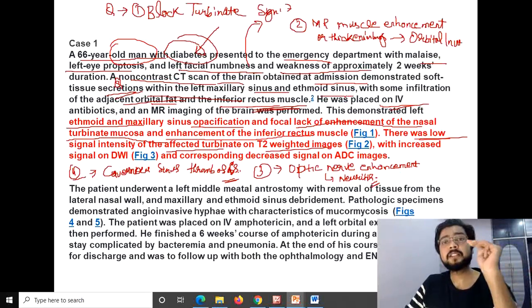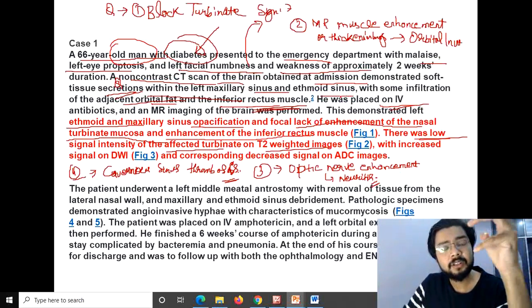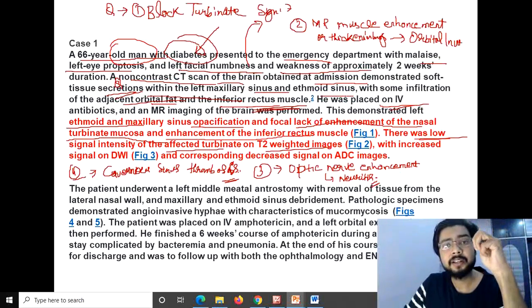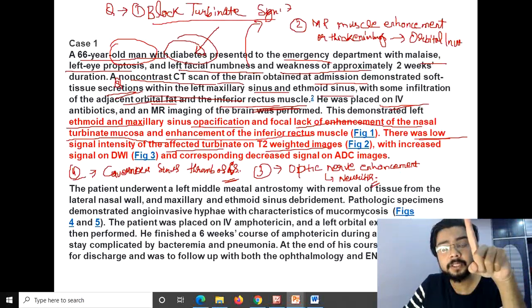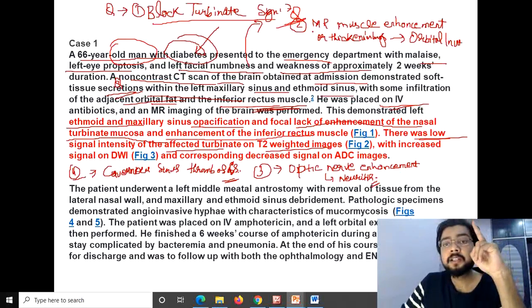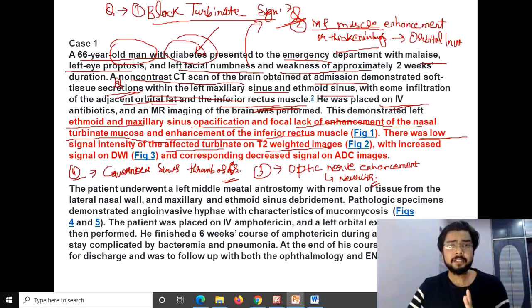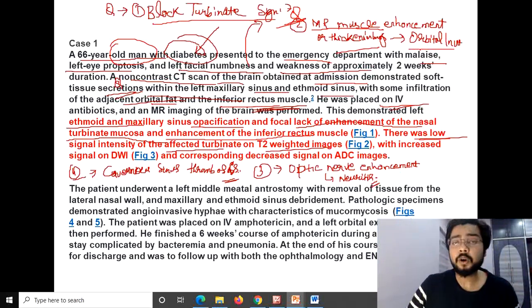So if we consider 3 or 4 radiological signs that you should remember for mucormycosis, your first will be the black turbinate sign. Second, for orbital involvement, which is very important to know so as to plan the management, is medial rectus muscle enhancement or thickening. Medial rectus muscle enhancement or thickening will serve as an early indicator of orbital involvement, right?